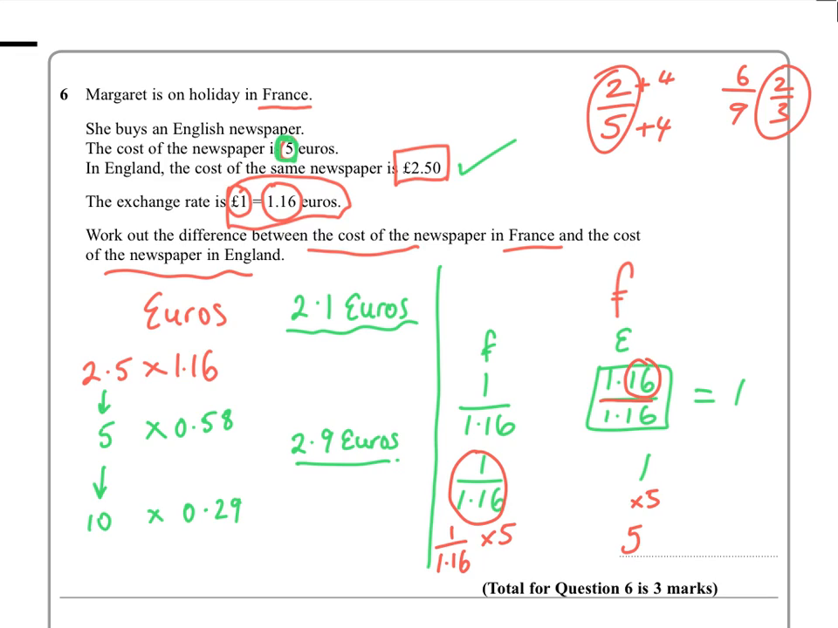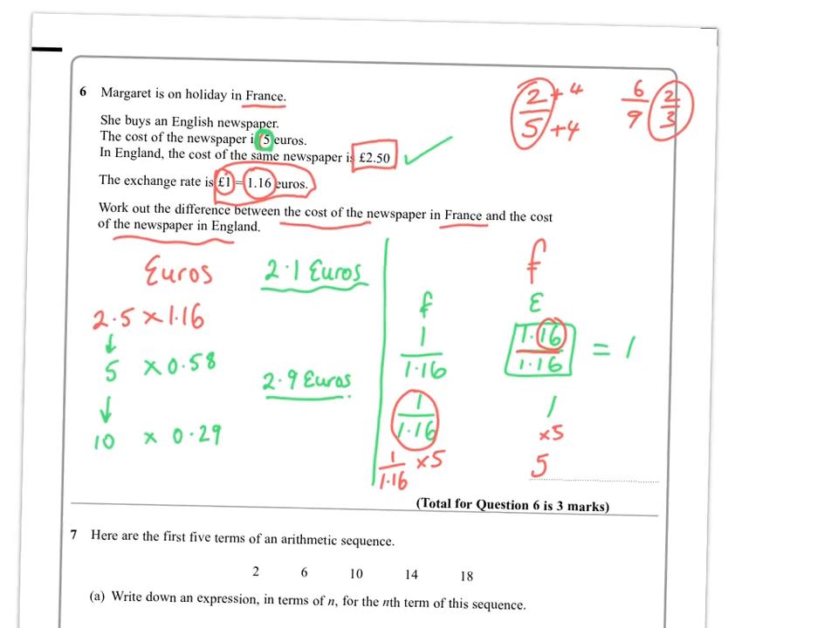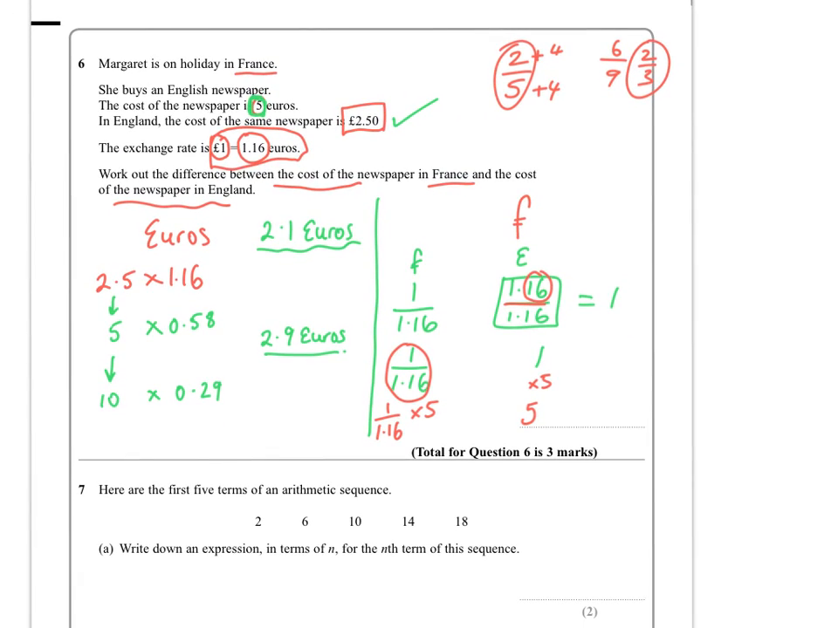So 1 divided by 1.16 times by 5, and I get 4.31, which seems quite scary. So if I minimize this, it seems worrying enough because this number here would be, and I can write this up here, it looks like 4.3103 and that's in pounds.